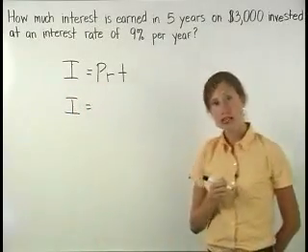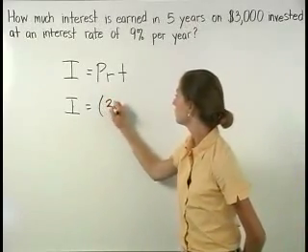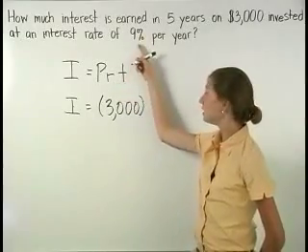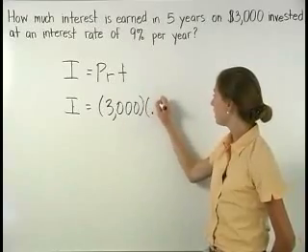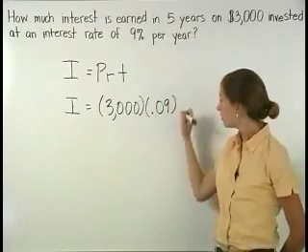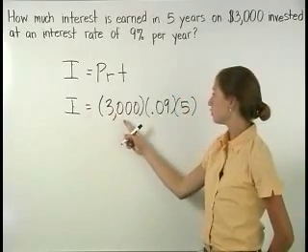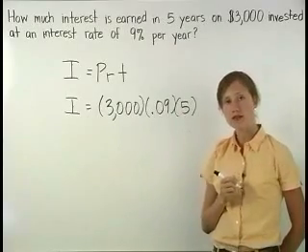The principal is the amount invested, or $3,000. The rate is 9%, which we can write as 0.09. And the time is 5 years. So we have interest equals 3,000 times 0.09 times 5.